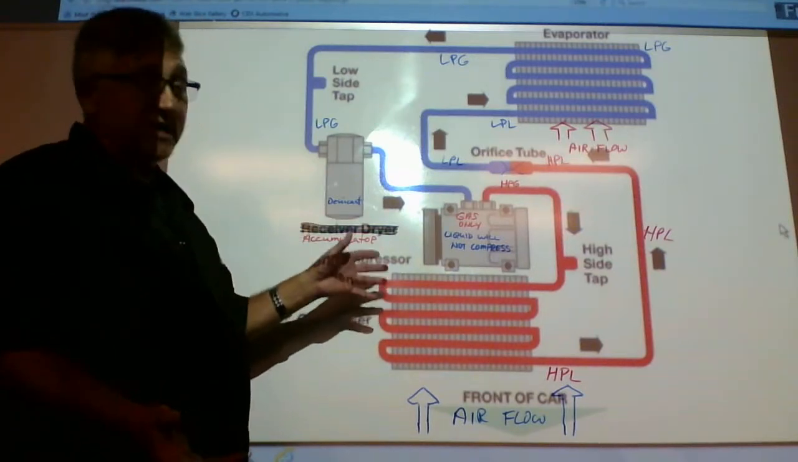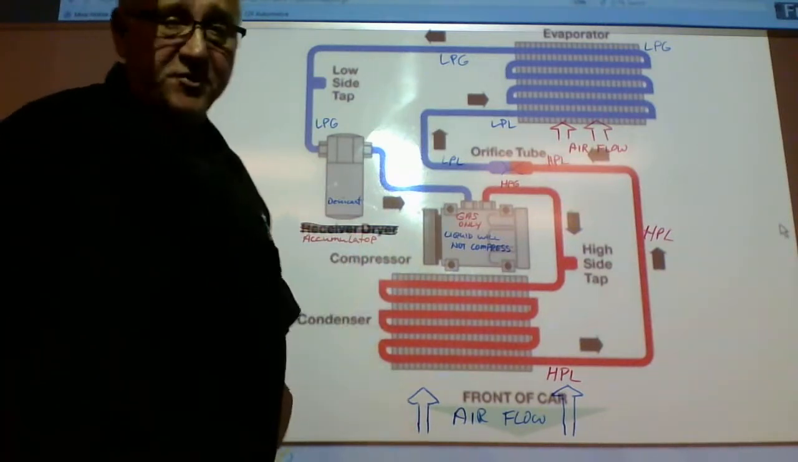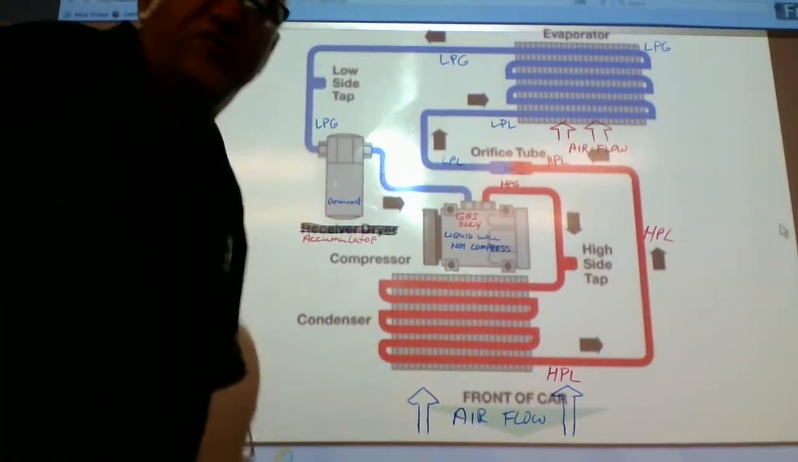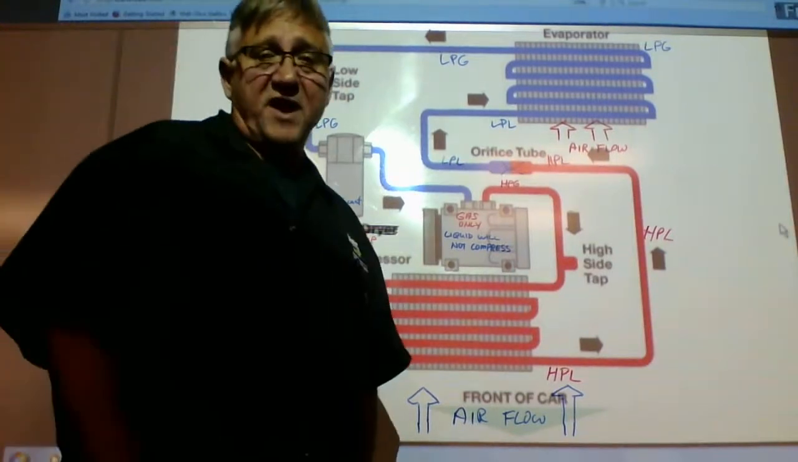So that's pretty much how it works, and I hope it's been of help to you and gets you a good idea, or at least able to start you on your way forward as far as working on your AC.